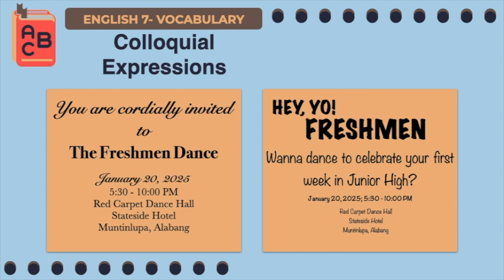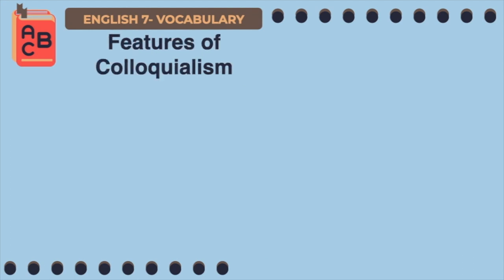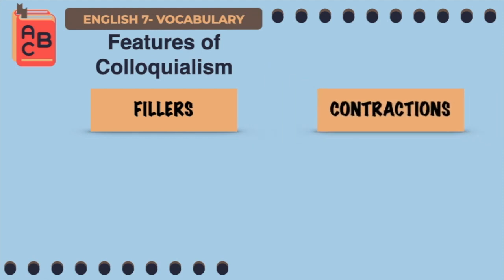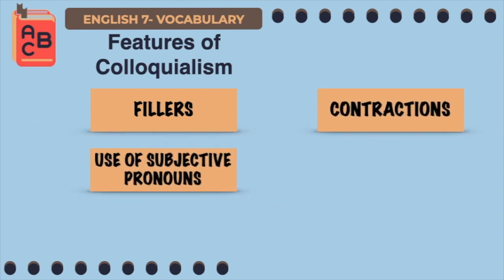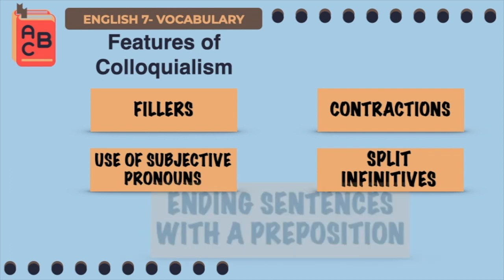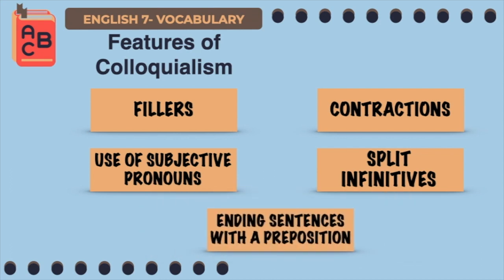Colloquial expression occurs frequently in everyday speech, such as this example invitation. Moreover, it is used frequently in poetry, prose, and drama. Colloquialism is very distinct. The following features will help you identify colloquial expressions: fillers, contractions, use of subjective pronouns, split infinitives, and ending sentences with a preposition. Let's discuss them one by one.